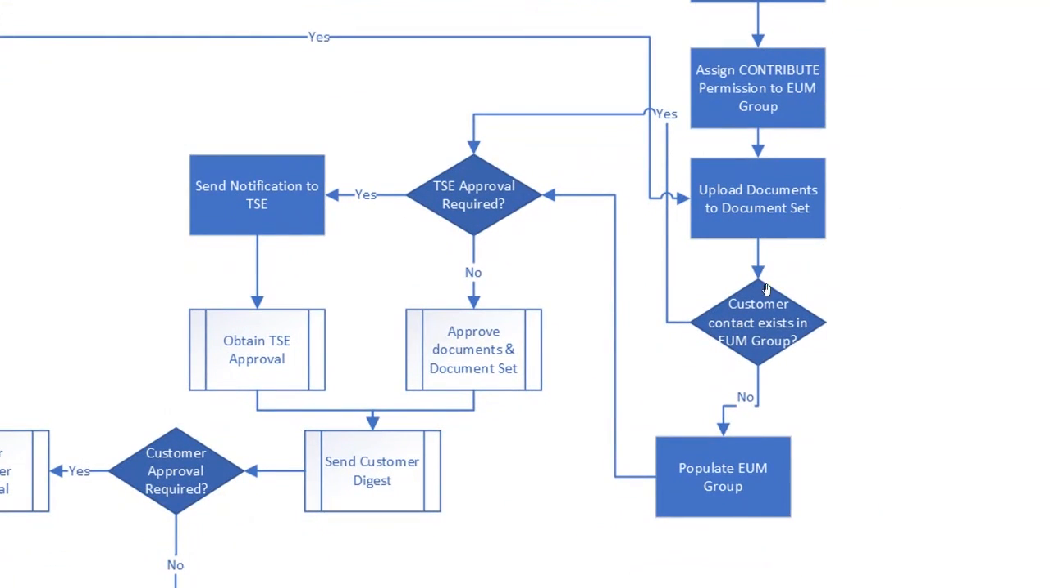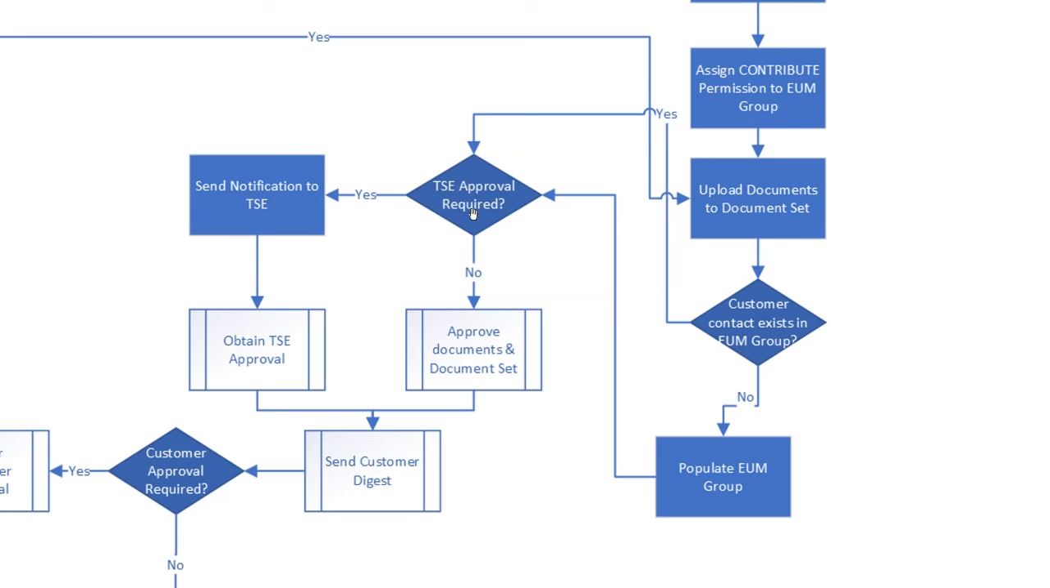But at the end of that, we've got the actual population of the customer contacts. So this comes from SAP. We populate that group so that the customer has access in. It's not typically one person. There are usually multiple parties on the customer side.